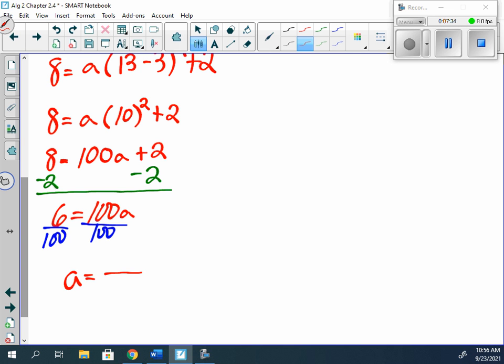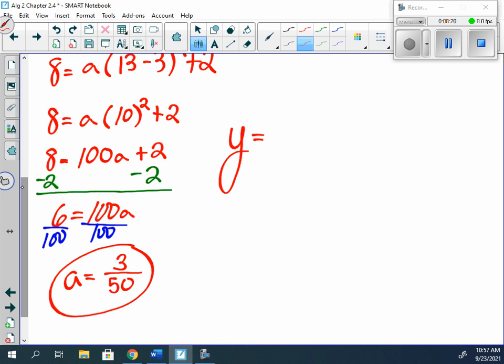A is equal to, well, 6 divided by 100 will not reduce completely because obviously 6 is way smaller than 100. Yes? But is there a common factor between 6 and 100? 2. So we can reduce 6 down to 3, and 100 reduced down to 50. And we can leave it as this here. If you want to turn it into a decimal, you can. Because that would be 0.06 as a decimal. Or we can leave it as 3 over 50.